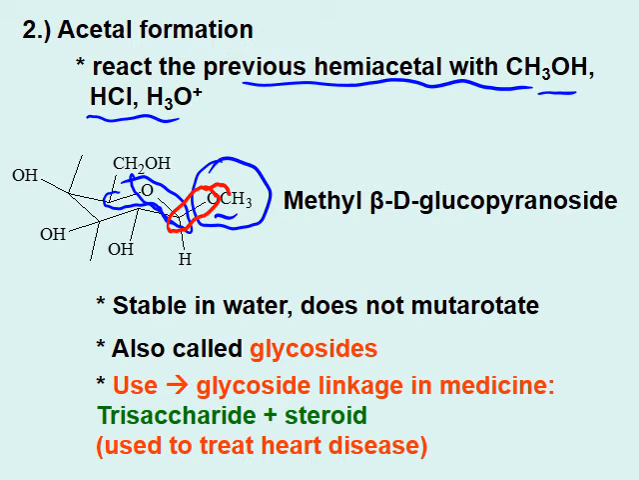So that's COC. These are the two ether groups, and that makes it an acetal. Acetals are usually more stable than hemiacetals. They're stable in water. The ring doesn't open up or rotate to become alpha, beta anomers. That doesn't happen. These are also called glycosides, having two ether linkages.